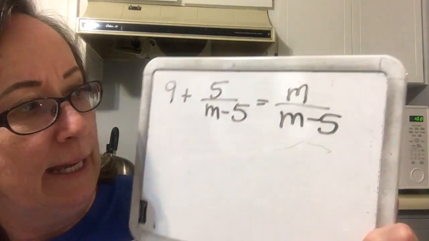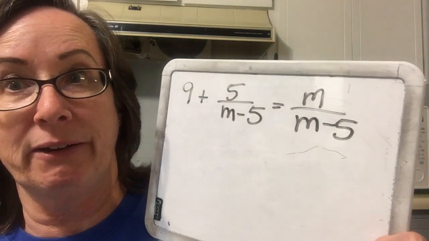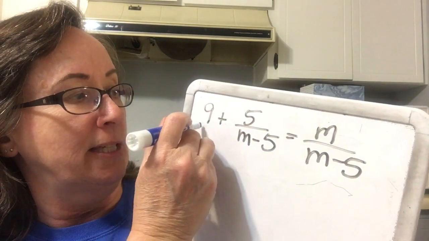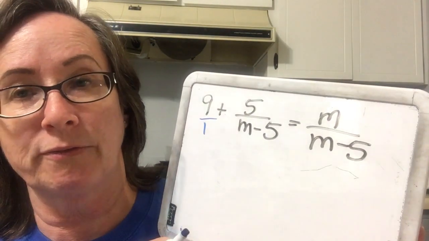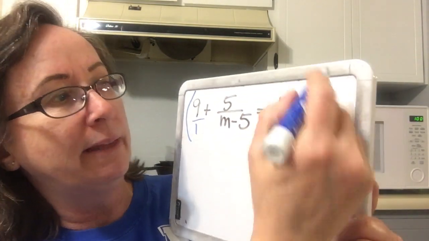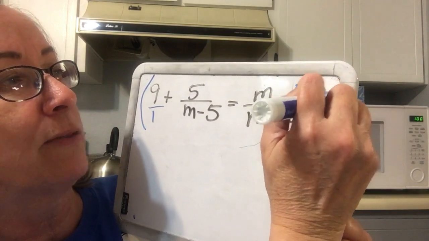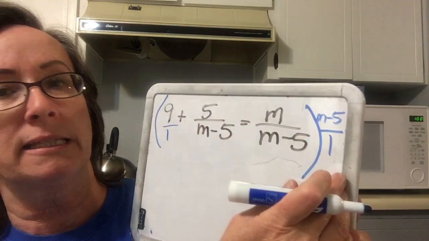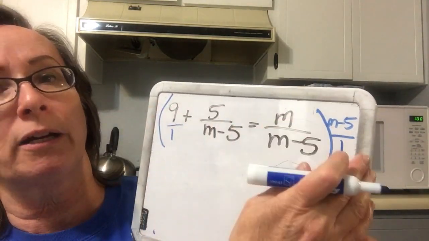Okay, the next one that we're going to do is another equation that we're going to solve. And this one is very nice because we already know what the LCD is. M minus 5, this has just got a 1 underneath, so we don't have to worry about it. So we're going to multiply both sides by the LCD, which is m minus 5, and we're just going to stick a 1. Now we're doing this on both sides, so m minus 5 all the way across both sides.